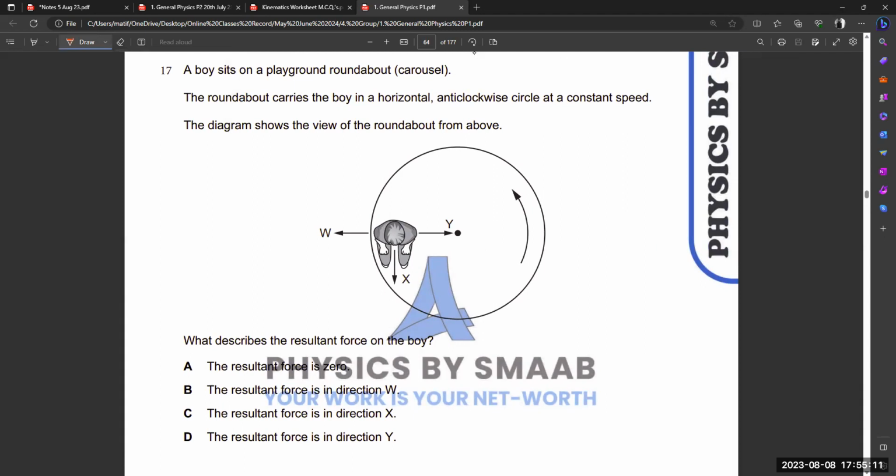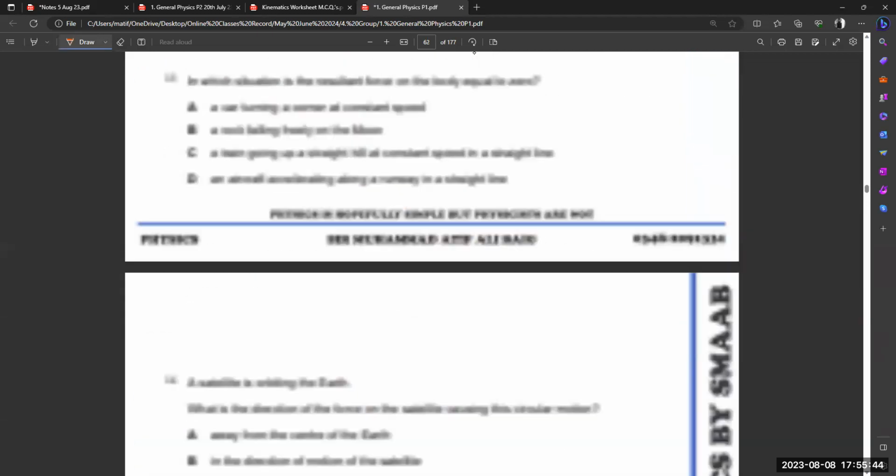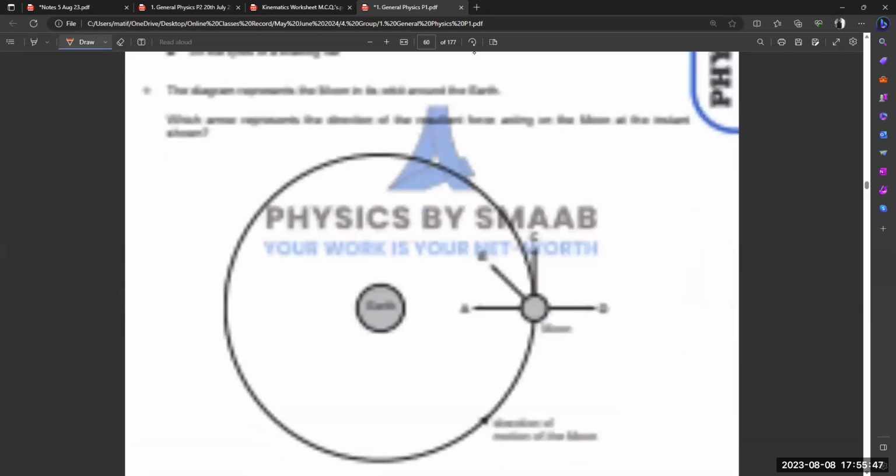So observe that all questions follow a pattern: a boy is sitting on a turntable and it is moving in a circular path. The direction of rotation is mentioned, and they are asking about the resultant force on the body. We discussed that it will always be towards the center of the circle. So the resultant force is in the direction of, sorry, towards the center, right? So questions always give a single answer, towards the center, like this.